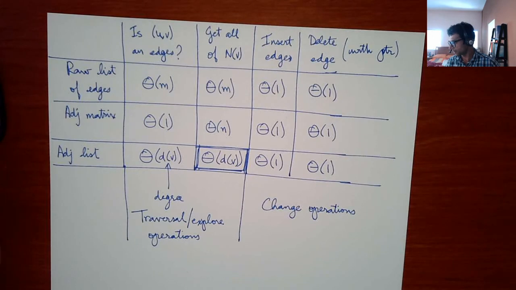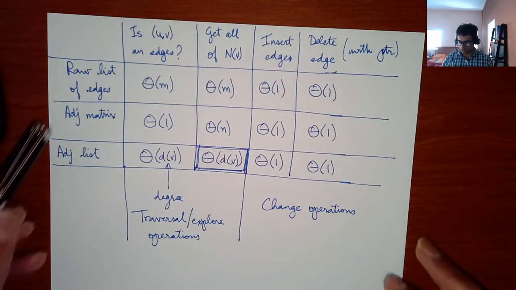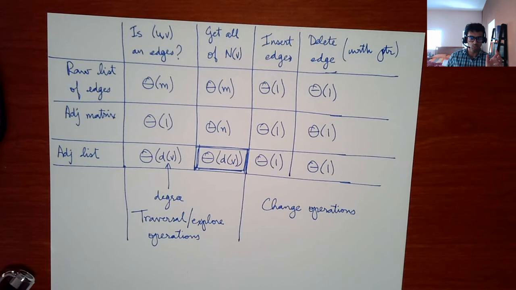Is this only in the case for simple graphs, or is it the same for both? It's pretty much the same for both. I mean, I guess if you have a weighted graph, then you will typically just store the weight along. You'll have an object which stores the weight as well as the edge.